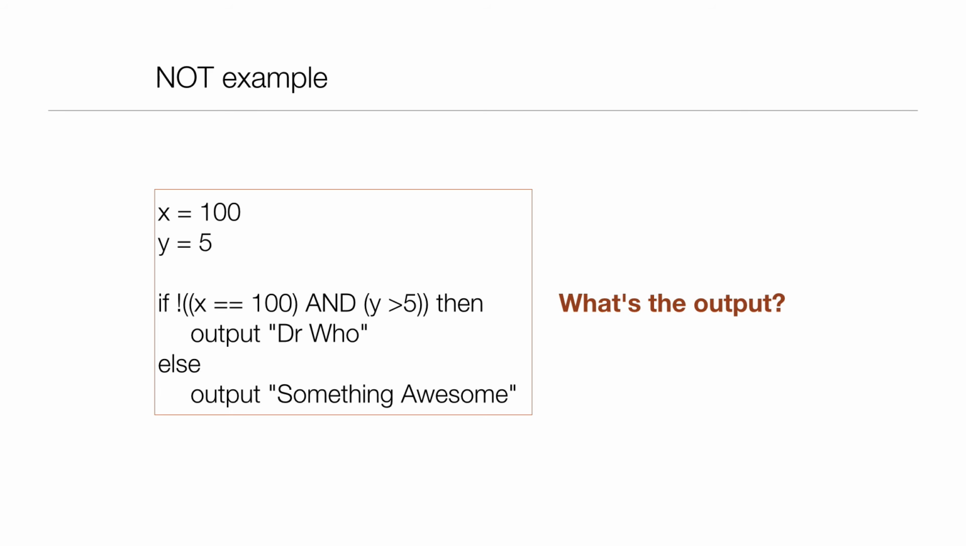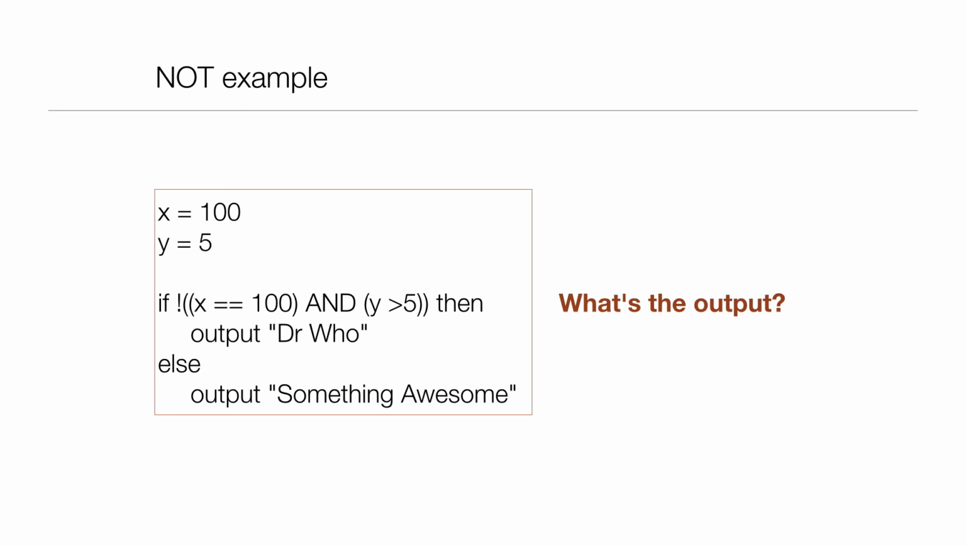And not. This is where you get a bit more complex here. You've got to look at each individual condition and then work out the whole condition first and then flip it. So let's look at this one. X equals 100, that's true. X is equal to 100 and y is greater than 5, that's false.